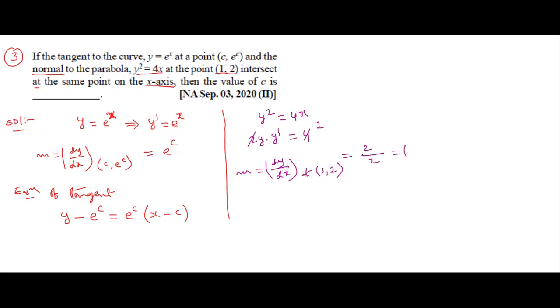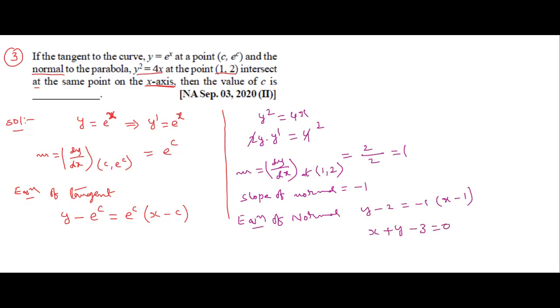That is equal to 1. Now slope of normal. How much, students? That is -1. Now find the equation of normal. y minus y1 is equal to m into x minus x1. See the calculation: x plus y minus 3 is equal to 0.